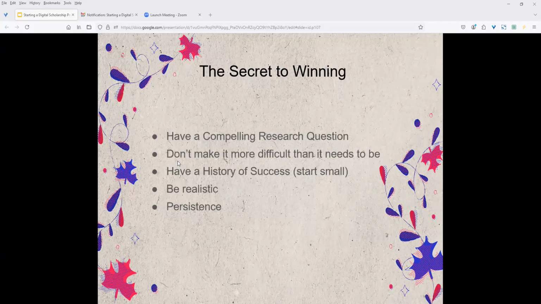So the secret to winning: have a compelling research question. Don't make it more difficult than it needs to be. Have a history of success. Start small, build from there. Be realistic and definitely be persistent.